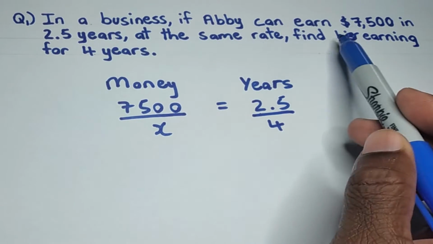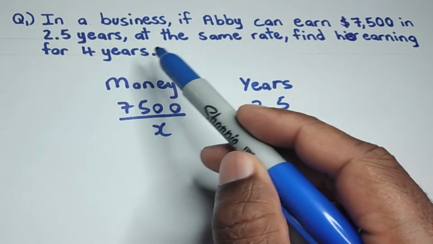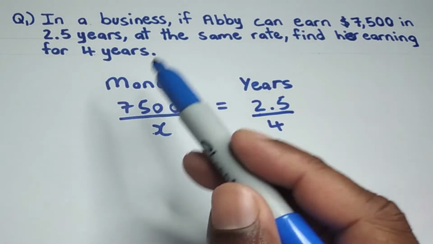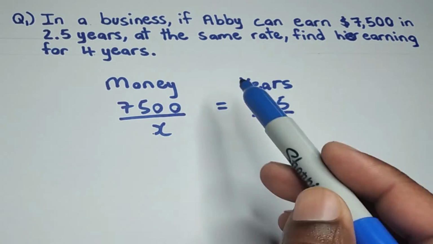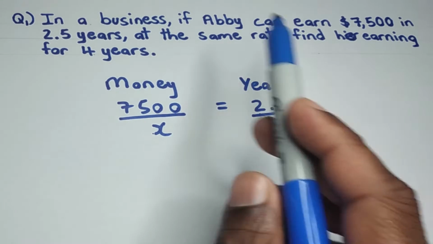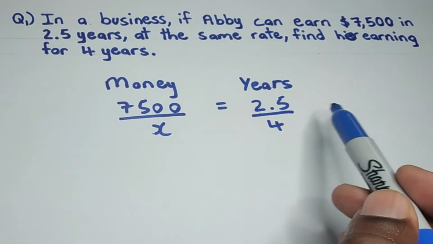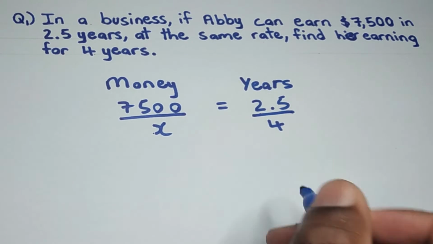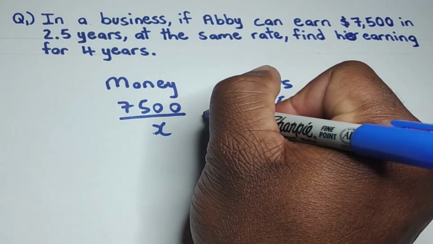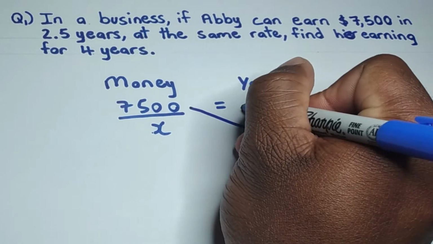All right, then they ask us to find her earnings for 4 years. All right, which simply means we don't know the amount of money that she'll earn in the 4 years. All right, so we use an x to represent that. All right, so I put the 4 over the years section. What I can now do, being that this is a direct proportion problem, we can cross multiply.